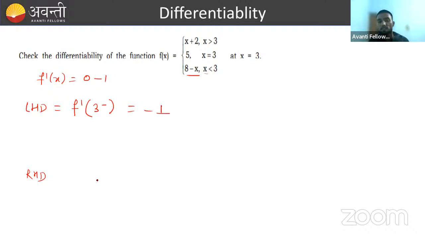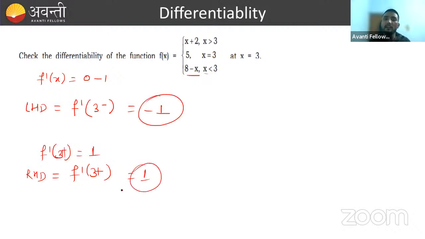Just do the derivation. And RHD, that is the right hand derivative f dash 3 plus. For x greater than 3 it is x plus 2, so what is coming? It is 1 only, right? So at 3 plus it is 1 only. So again, you can see minus 1 and 1. Then LHD is not equal to RHD, so we can say that at x equals 3, it is not differentiable.